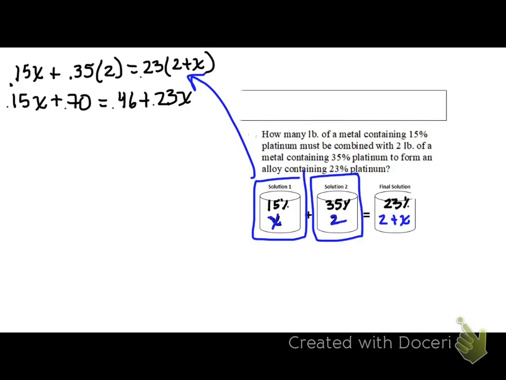I'm going to move everything over in one step, so 0.15 minus 0.23. Moving my x's over to the left and my whole numbers to the right, 0.46 minus 0.7. You guys get negative 0.24? The solution about 0.08. I got 3. Is that what you guys got?